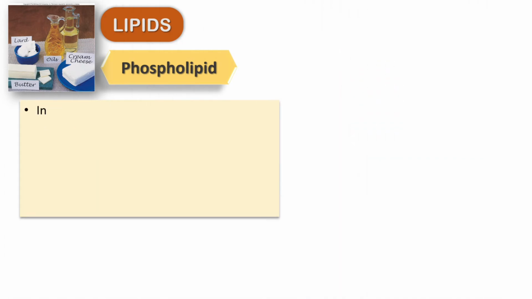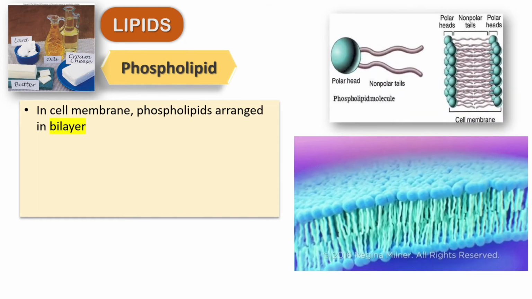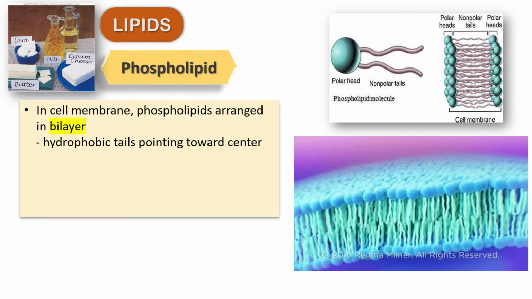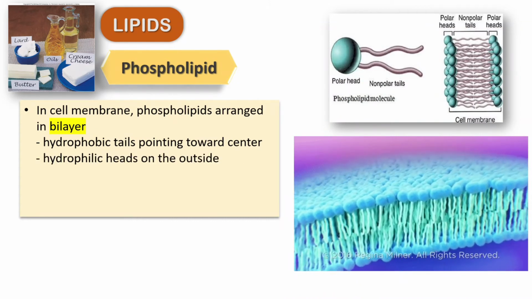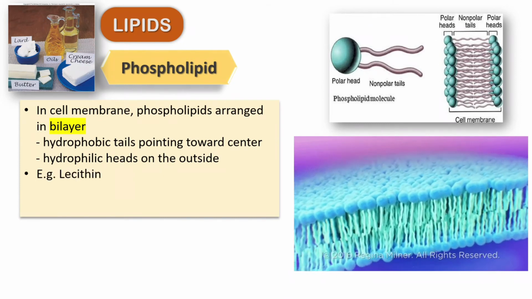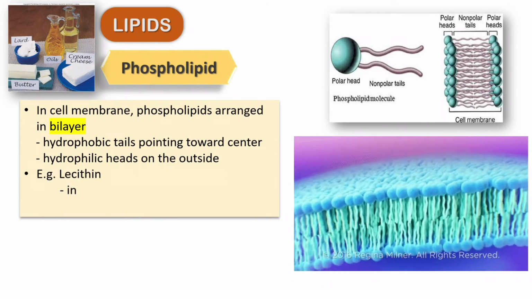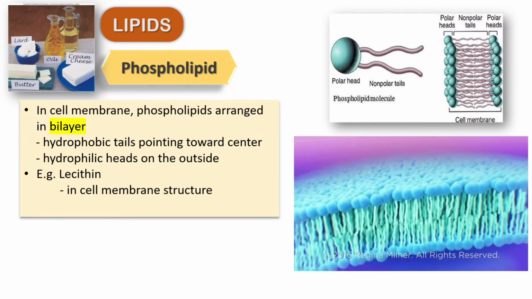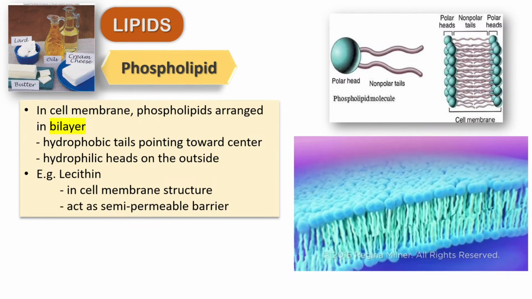In the cell membrane, phospholipids are arranged in a bilayer. The hydrophobic tails point toward the center and the hydrophilic heads are on the outside. For example, lecithin, which is found in the cell membrane structure and acts as a semi-permeable barrier.